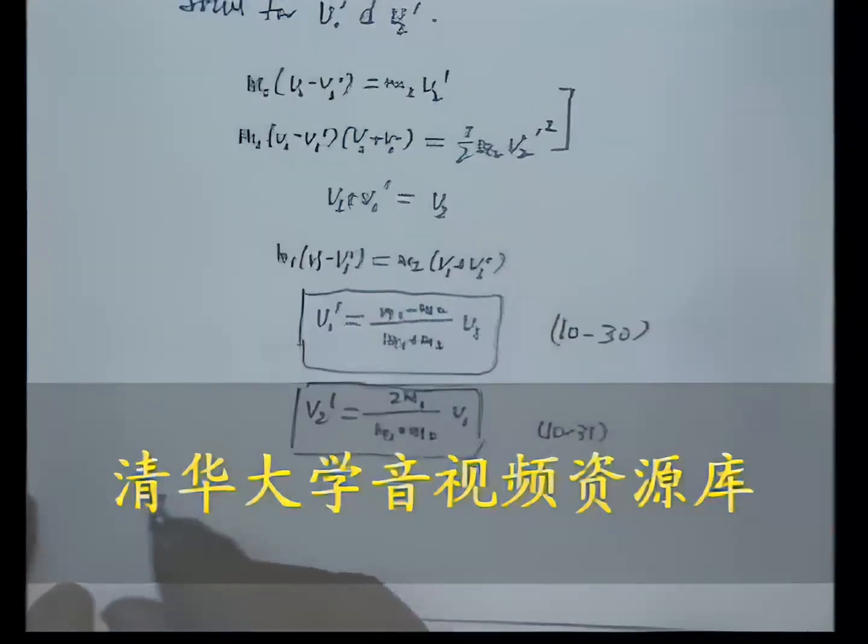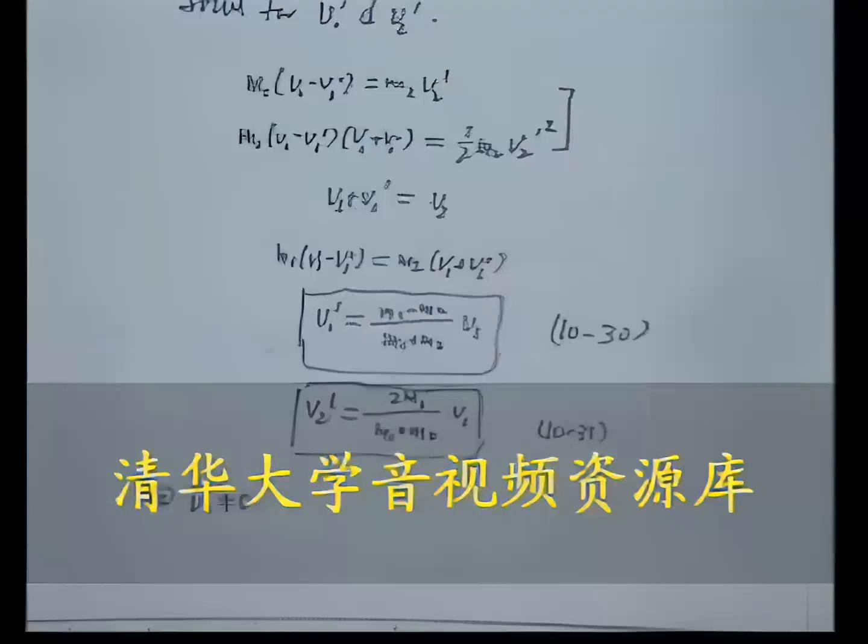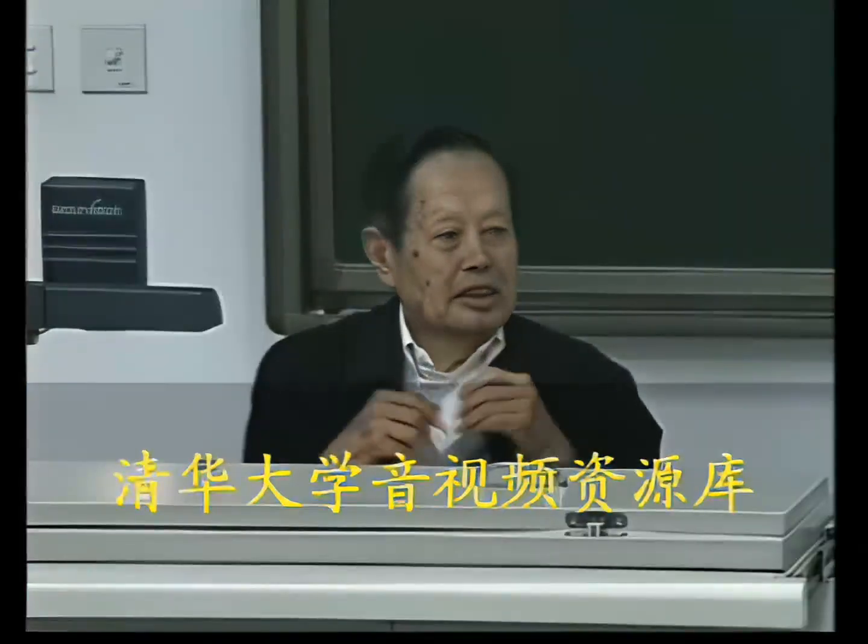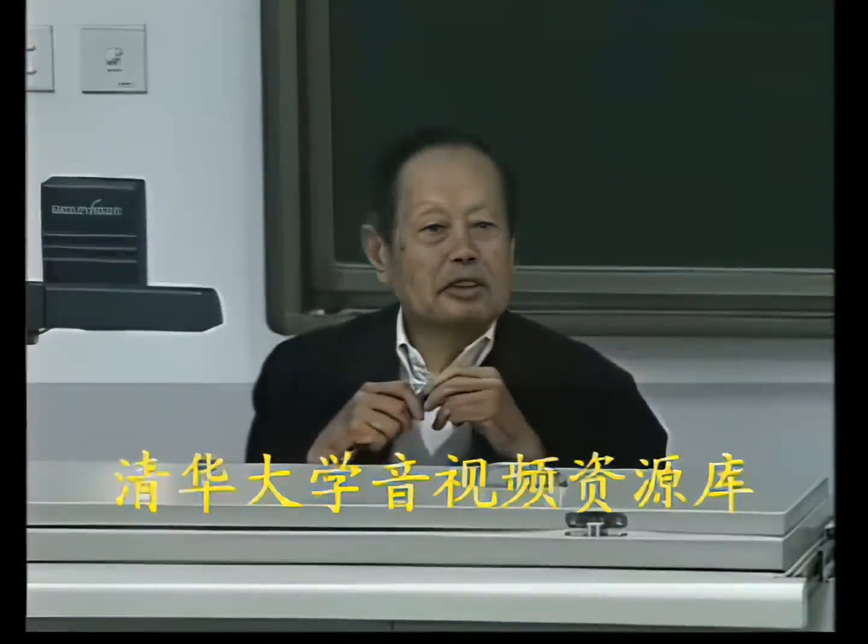Case 2, V2 is not equal to 0. Now we talk about the general case. Two bodies colliding, each of them with a non-zero velocity.